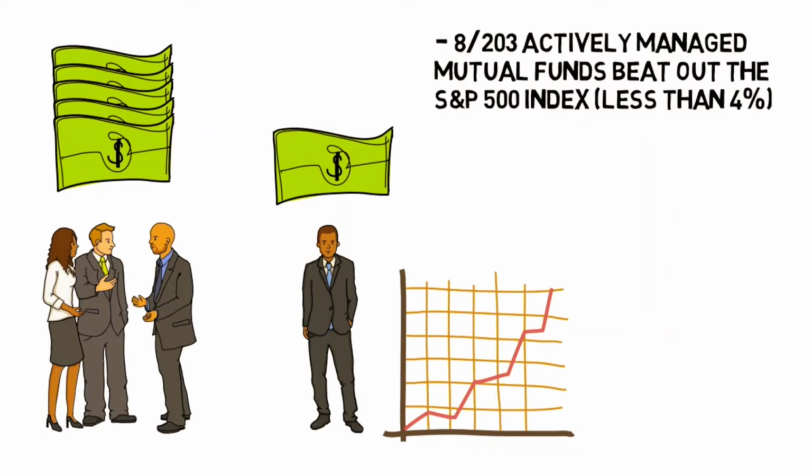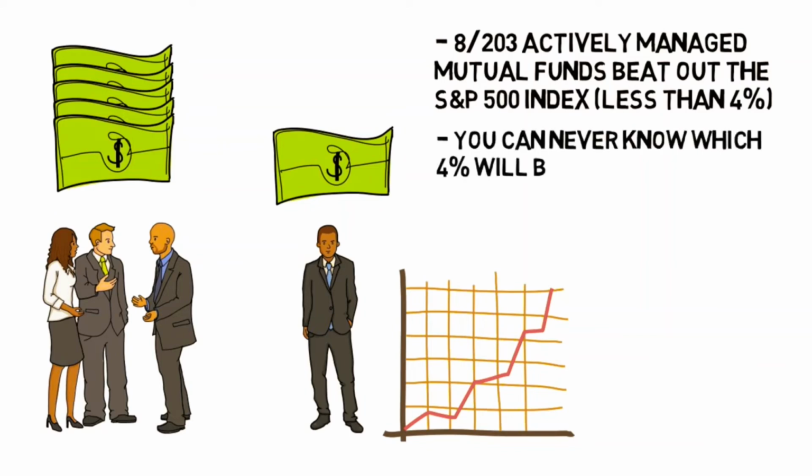Now you might be wondering, what if I can find those 4% of mutual funds that will beat out an index fund? The problem with that is the 4% of funds that are actually beating the market over that 15-year period won't necessarily be the same 4% that beat the market over the next 15 years. If there are any that beat out the market, that is.